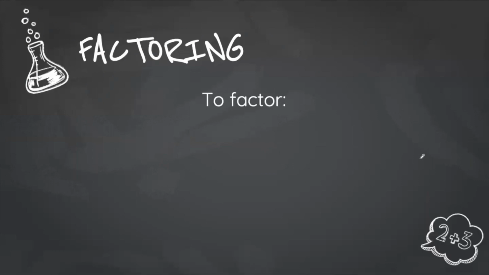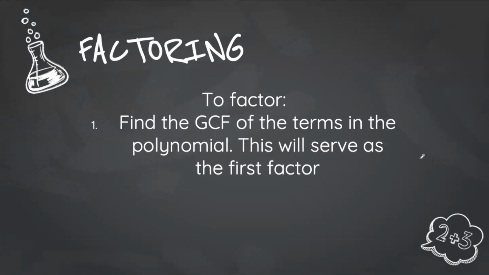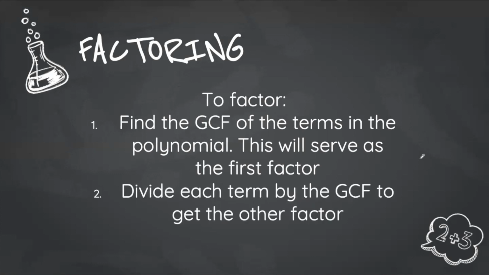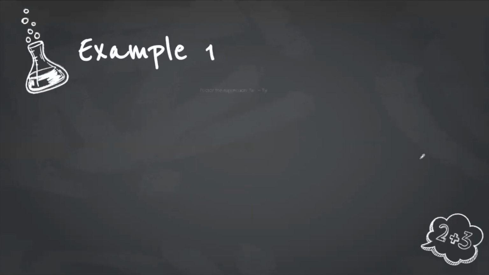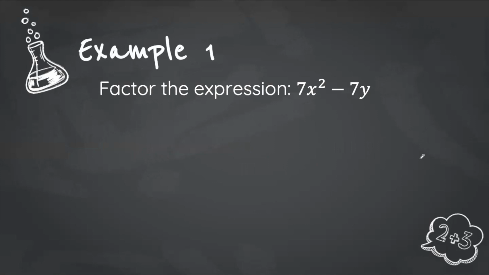To factor polynomials with common monomial factors, we follow two steps. The first step is to find the GCF of the terms in the polynomial. This will serve as our first factor. After finding the GCF of the terms in the polynomial, we divide each term by the GCF to get the other factor. For example, let's factor the expression 7x squared minus 7y.